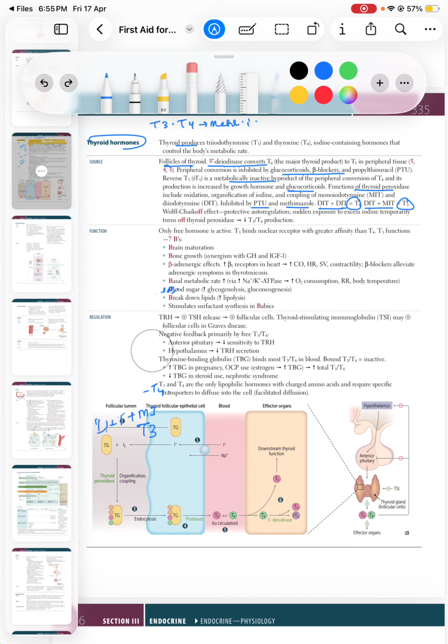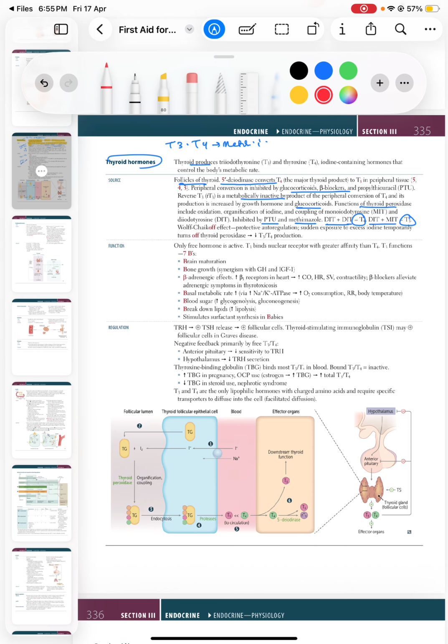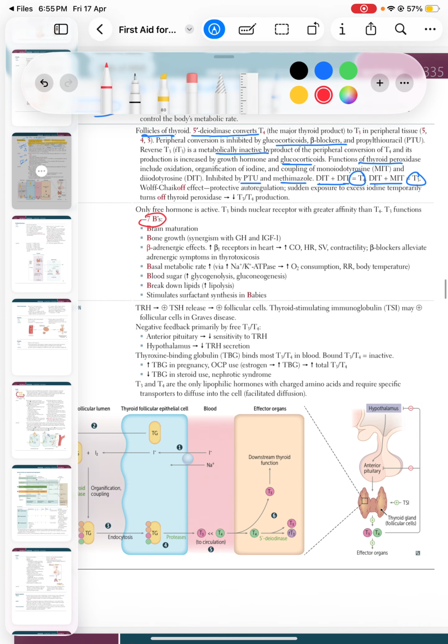Okay, now what is the function of thyroid hormone? We will remember this by the 7 B's. The functions of thyroid hormone can be remembered by 7 B's. It does brain maturation, it does bone growth, it does beta-adrenergic effects, that is it increases beta-1 receptors in the heart, and it increases cardiac output, heart rate, systolic function, and contractility. Beta blockers alleviate adrenergic symptoms in thyrotoxicosis.